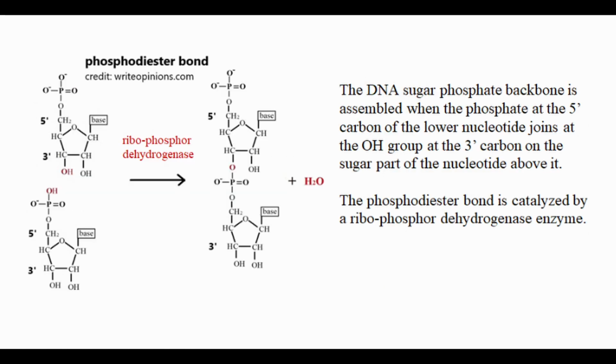The DNA sugar phosphate backbone is assembled when the phosphate at the 5' carbon of the lower nucleotide joins at the OH group at the 3' carbon on the sugar part of the nucleotide above it. A water molecule, H2O, is kicked out during the bonding action. The bond between the nucleotides is a very strong covalent phosphodiester bond. The phosphodiester bond is catalyzed by a ribo-phosphate dehydrogenase enzyme.